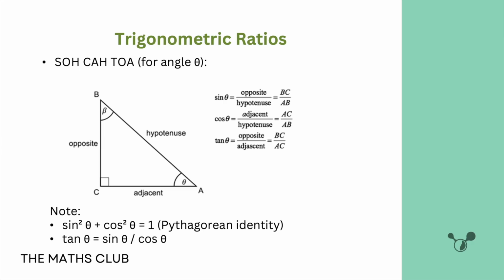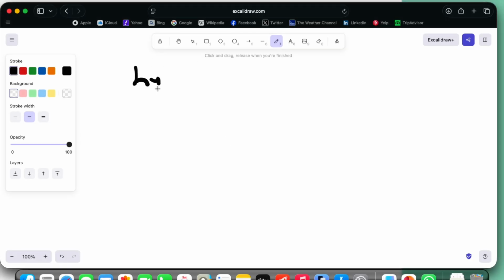Now, we have this, that sine squared theta plus cos squared theta is equal to 1. How did we get this? Look at this. We know that for a right angle triangle, right? First thing, it has to be a right angle triangle, and this is a right angle triangle. We know that the hypotenuse squared is equal to the opposite squared plus the adjacent squared.